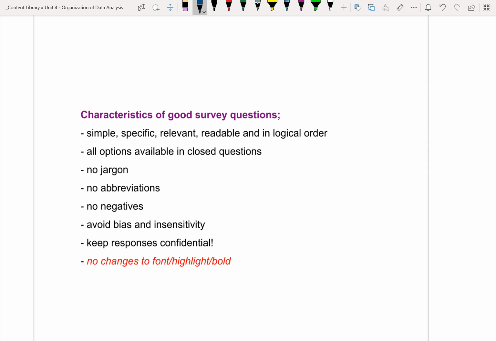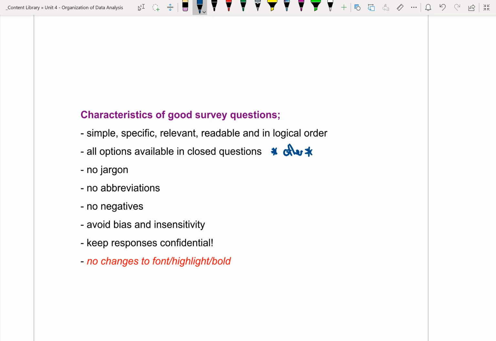All options are available in closed questions. So if you had a multiple choice question or a check all question, you want to make sure that all those options, or all the options you can think of, are available to the respondent. You want to keep that, because that is important, but keep in mind you can have the other category, because obviously you're not going to be able to write down every single option, so you may have to put down an other option.